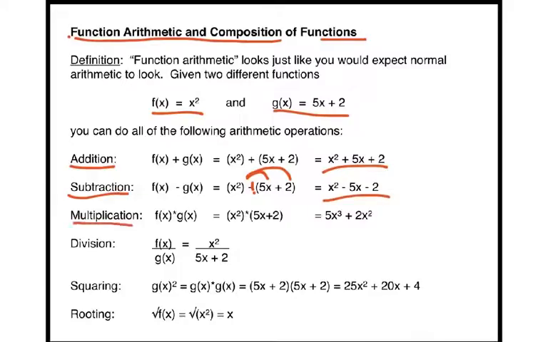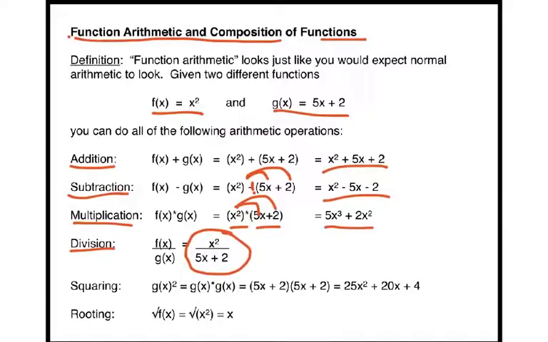You can do function multiplication, f of x times g of x, in which case you have x squared times 5x plus 2. Again, you must distribute the x squared to both terms inside the parenthesis to get 5x cubed plus 2x squared. Next you can do division, f of x over g of x. And there's not much to simplify here. It's just x squared over 5x plus 2.